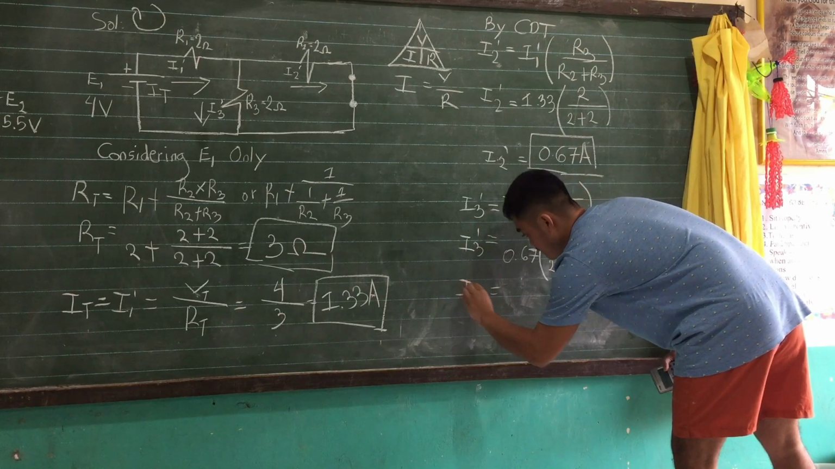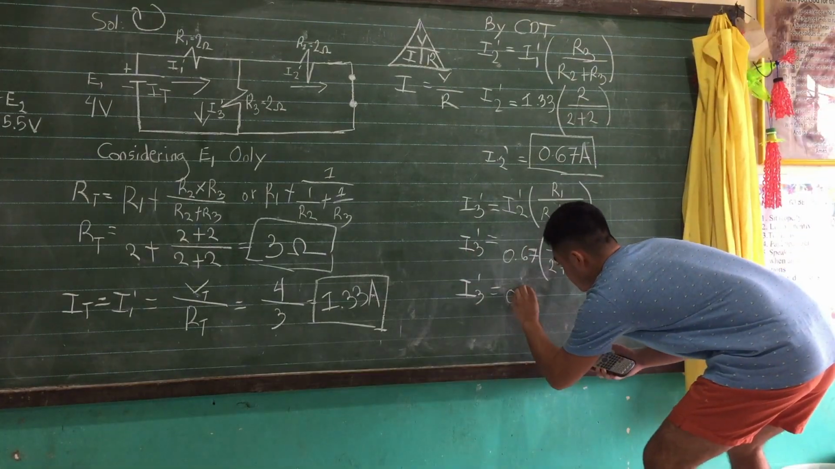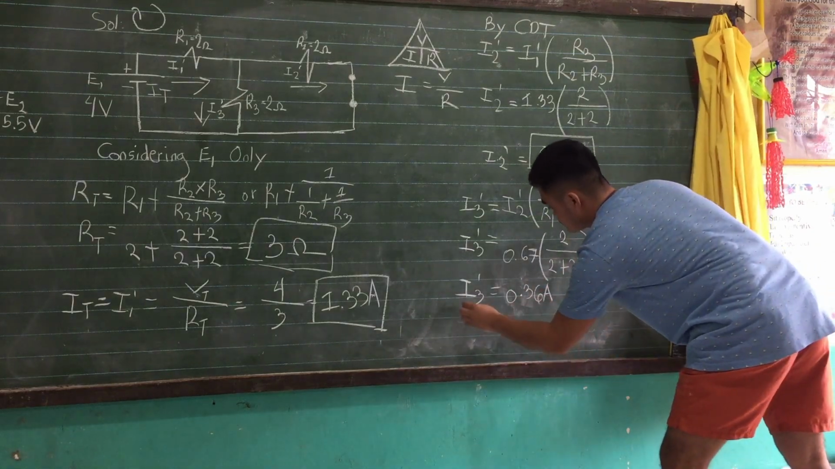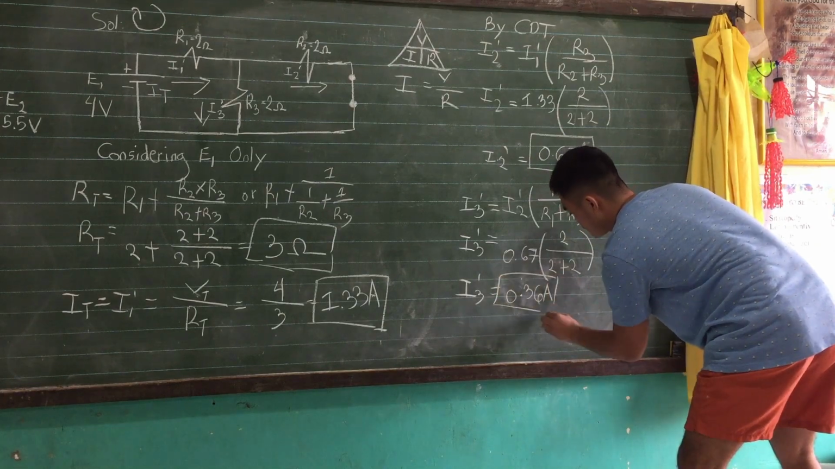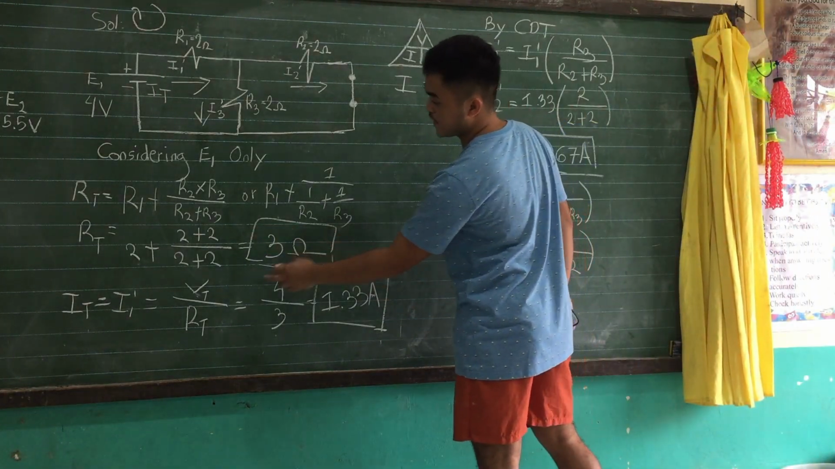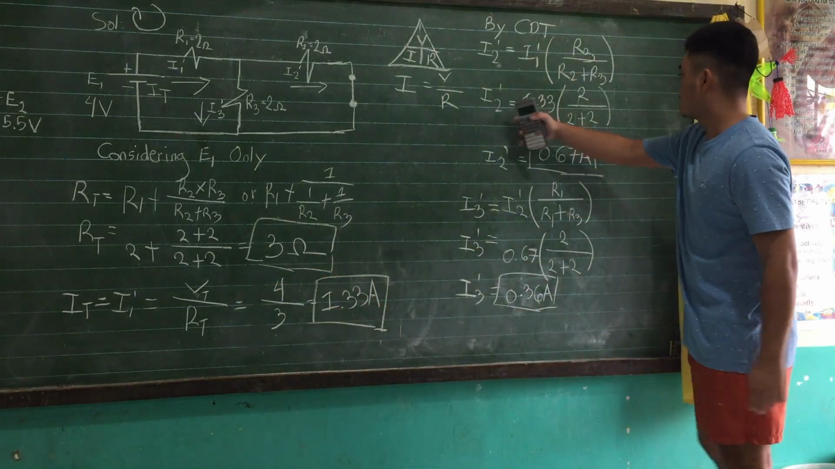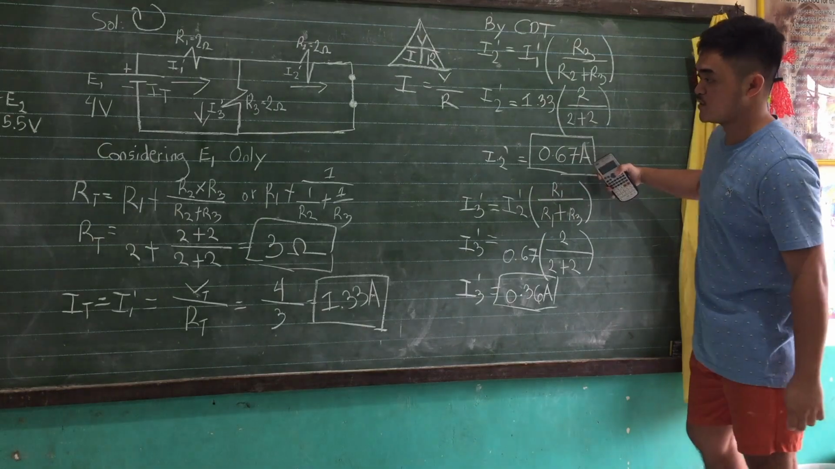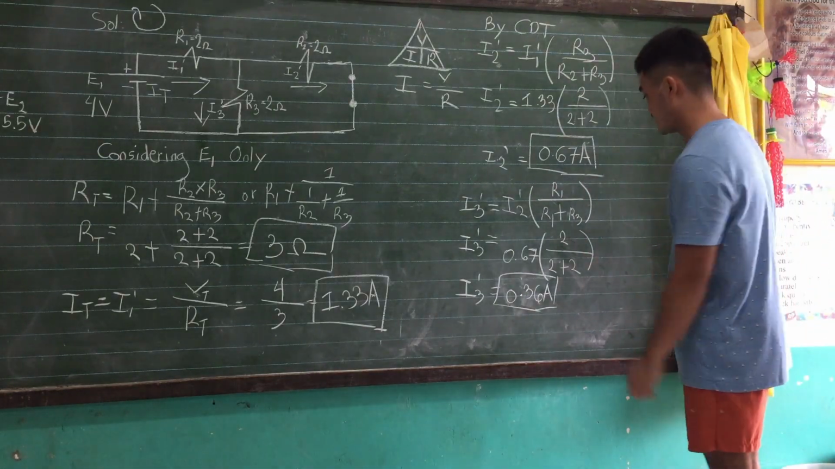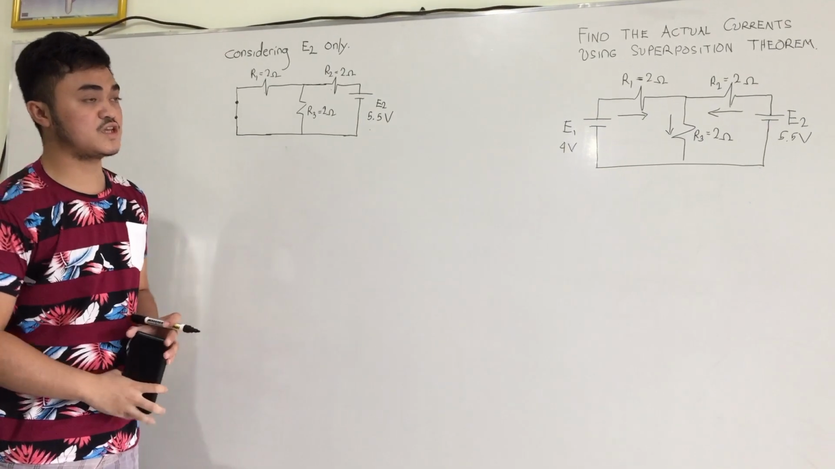Our I3 prime is equal to 0.36 ampere. So we have our total 3 ohms. We have I1 prime 1.23 ampere, I2 prime is equal to 0.67 ampere, and I3 prime is equal to 0.36 ampere. We already done in considering E sub 1 only.